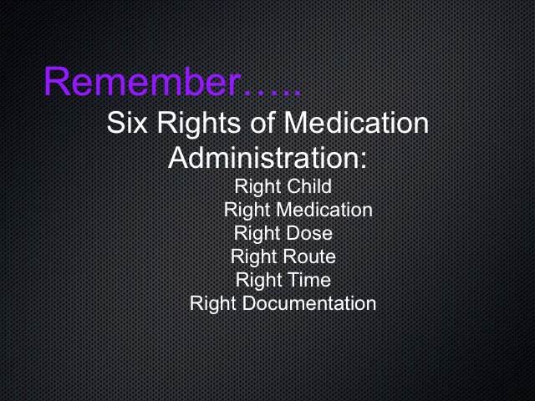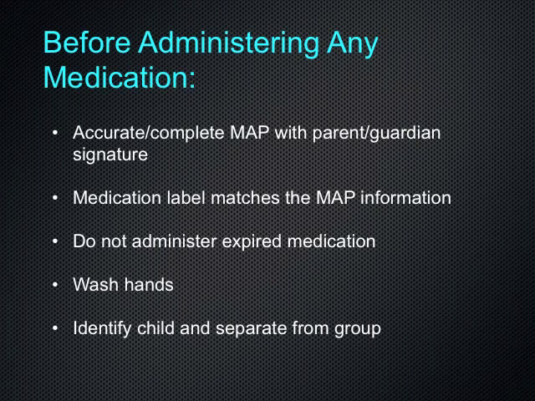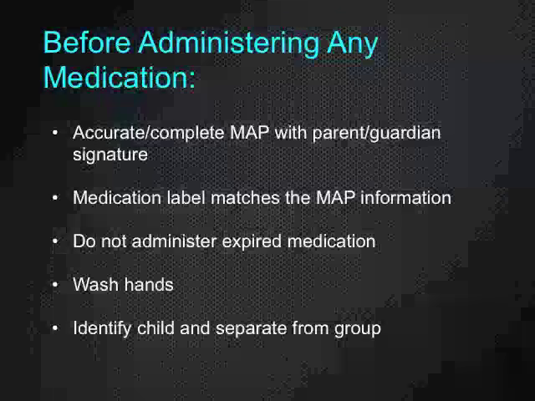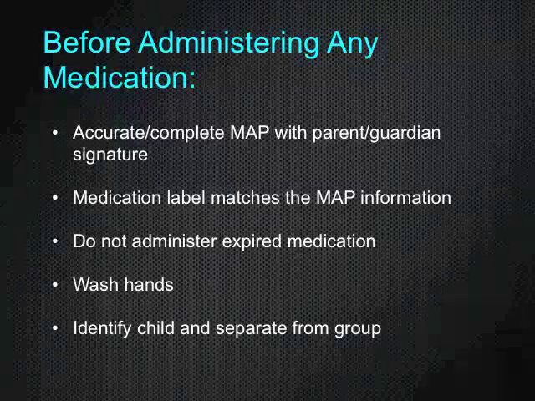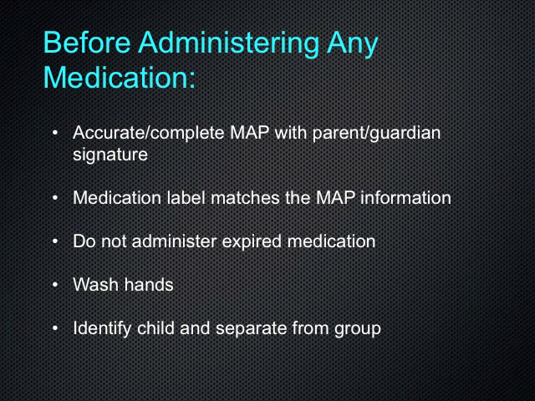Remember the 6 rights of medication administration: right child, right medication, right dose, right route, right time, and right documentation. Before administering any medication, make sure to have an accurate and complete medication administration plan, or MAP, for all medications, and a parental consent for sunscreen. Check to make sure that the medication label matches the MAP information. Check to make sure that the medication has not expired. Do not administer expired medication.